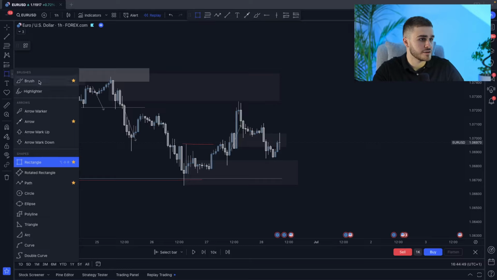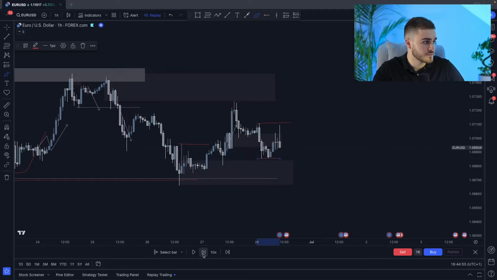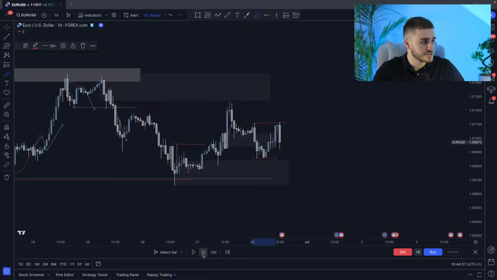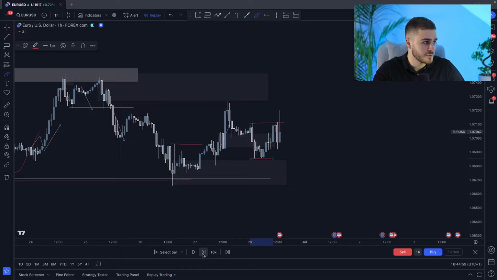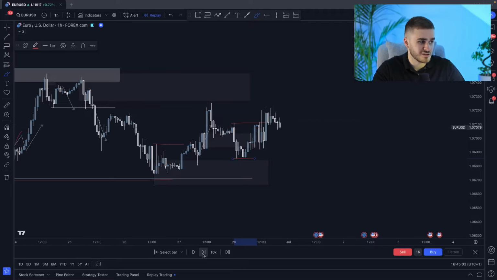Oh, the brush is actually marked up. Oh, there it is. So I want to see a break above there or there. Let's see. All right, so nothing clear yet. We've had a sweep above. Again, just liquidity sweep. So it seems like market is just consolidating. So I'm not really interested.